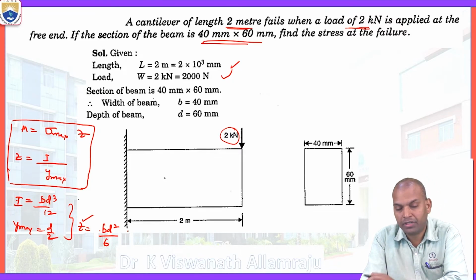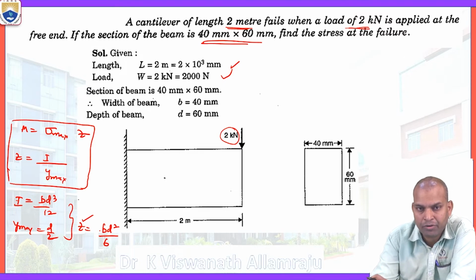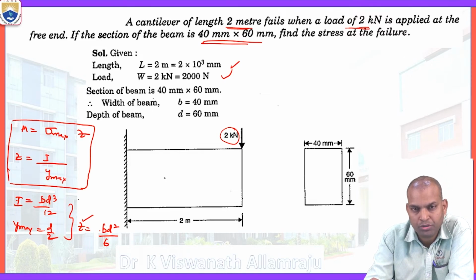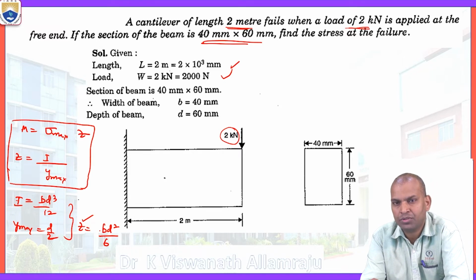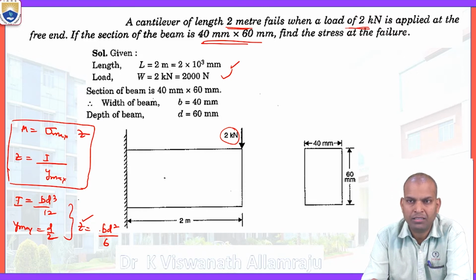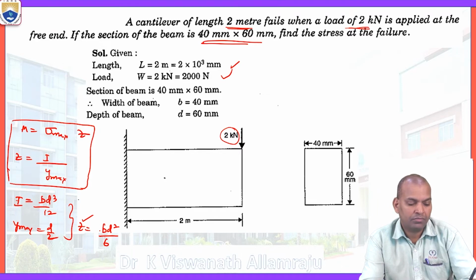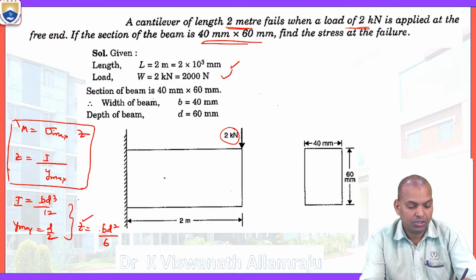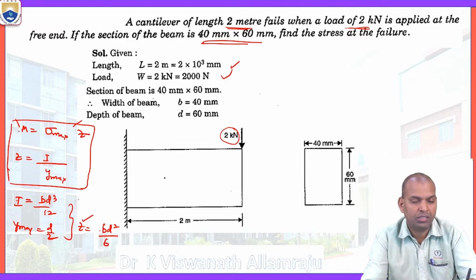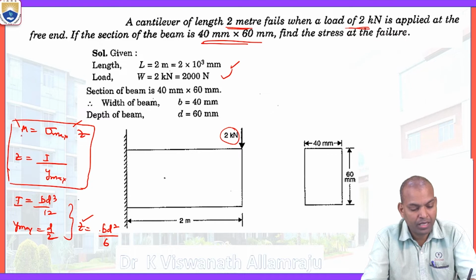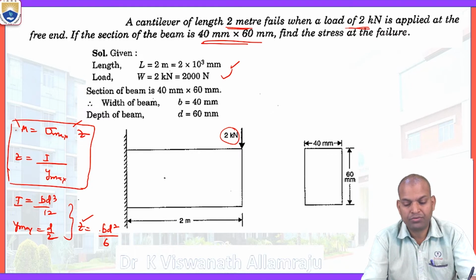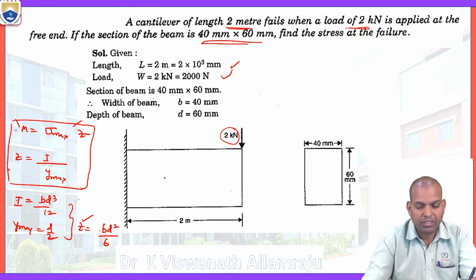Then we have to know what is the maximum bending moment for a cantilever beam subjected to a point load at the free end. Consider the point load is W and the length of the beam is L, then the maximum bending moment M equal to W times L. After knowing this maximum bending moment and the Z value, after substituting in the formula M equal to sigma maximum times Z, the maximum stress sigma maximum can be calculated.